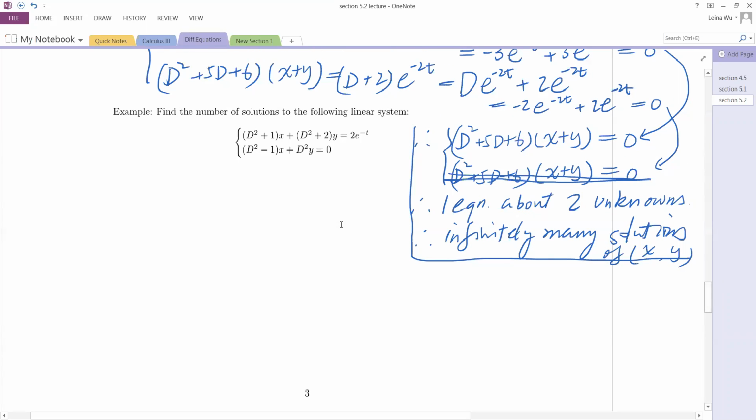Okay, I'll let you guys try the next question. This time we're only looking at the number of solutions. We're not actually trying to get the x and y. We want to get the number of solutions, whether it's unique or maybe infinitely many.